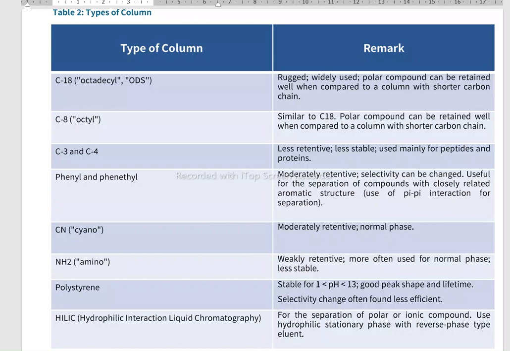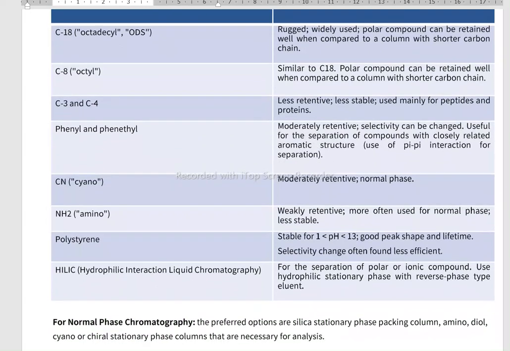Polystyrene column: stable for pH between 1 to 13. It has good peak shape and lifetime. Selectivity changes are often found, and it is less efficient. HILIC columns: for the separation of polar and ionic compounds, use a hydrophilic stationary phase with a reverse phase type eluent.